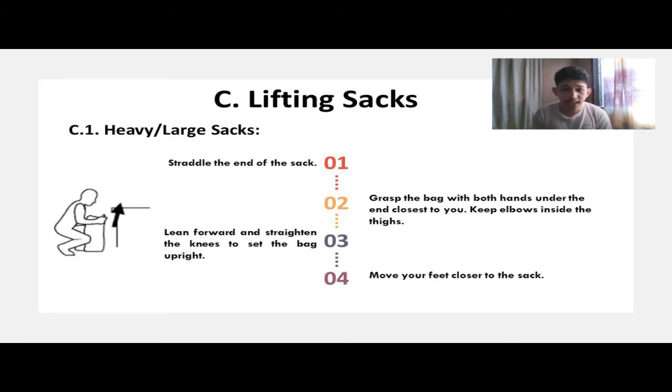So the third thing that we need to remember is to lean forward and straighten the knees to set up the bag upright. The fourth thing that you must remember is to move your feet closer to the sack. So in this motion, you are preparing yourself to stand up. So moving your feet closer to the sack can help you balance yourself and prepare yourself in standing.